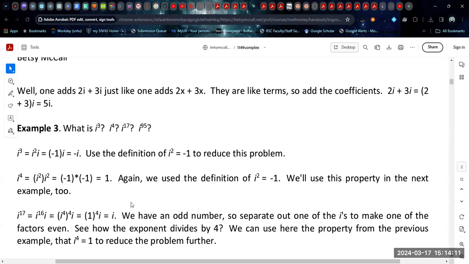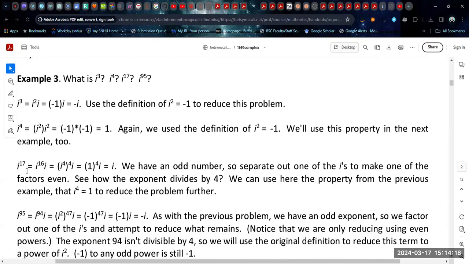Now, we can use this fact in order to simplify expressions that are much larger. So for instance, i to the 17th is i to the 16th times i, and i to the 16th is i to the 4th to the 4th. And since i to the 4th is 1, 1 to the 4th is also 1, I just simplify i to the 17th as i.